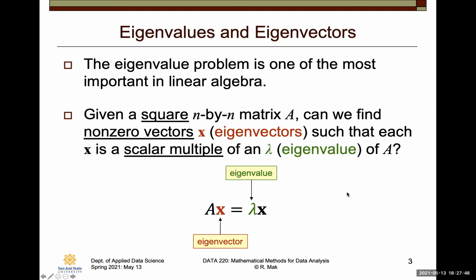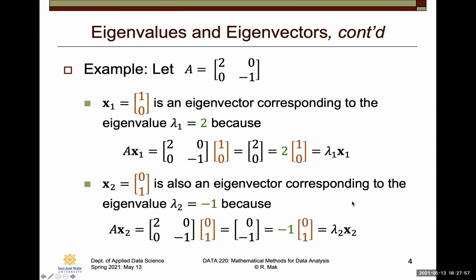So we have an eigenvalue and an eigenvector. Let's take a look at an example.